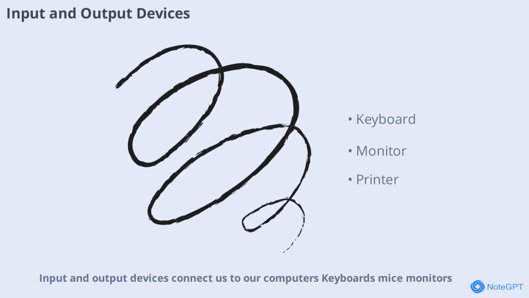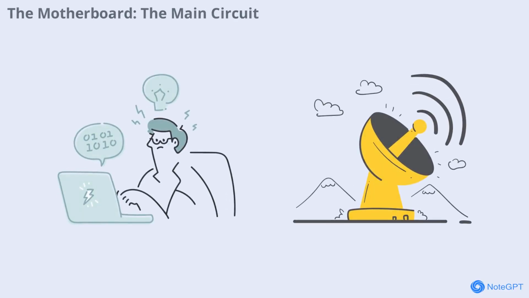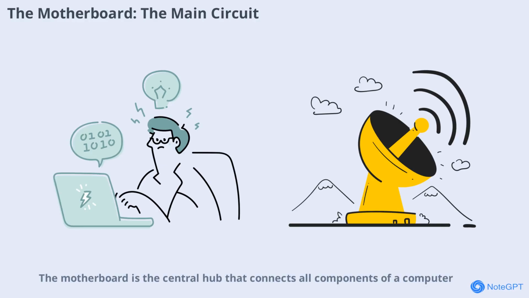Input and output devices connect us to our computers. Keyboards, mice, monitors, and printers are all part of the I/O system. The architecture of these devices determines how quickly and efficiently data moves between the user and the computer, impacting the overall experience. The motherboard is the central hub that connects all components of a computer.